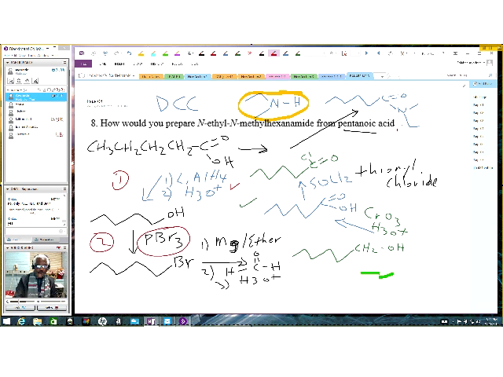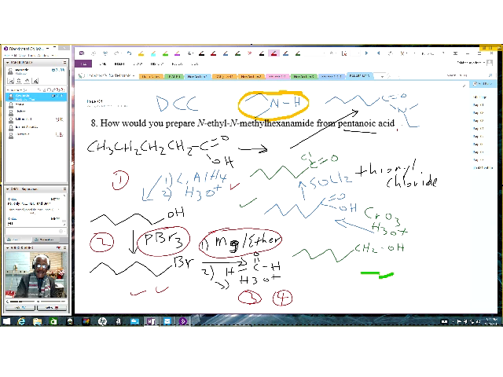And then we got the primary alkyl bromide. Actually, in this step here, we combine two steps, so I'll say step 3 and step 4. Step 3 is when we reacted the alkyl bromide with magnesium to form the Grignard reagent.